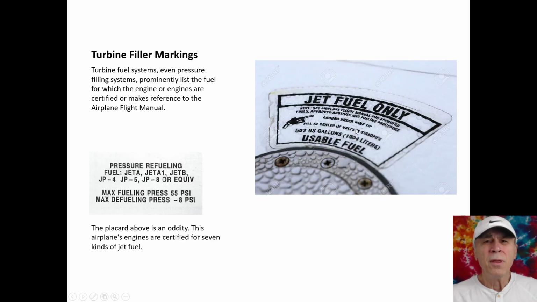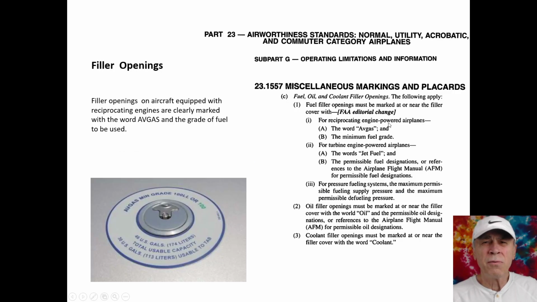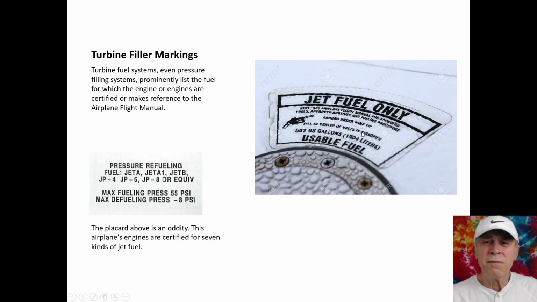Here's the jet fuel showing jet fuel only, and what else was there? The permissible fuel designations are referenced to a flight manual. See the airplane flight manual. There's a number of jet fuels. Usually Jet A is what is going to be used here, but this one's an oddity. Jet A, Jet A1, Jet B, JP4, JP5, JP8, or equivalent. And because of the pressure fueling, it does have the maximum fueling pressure and a much lower defueling pressure.